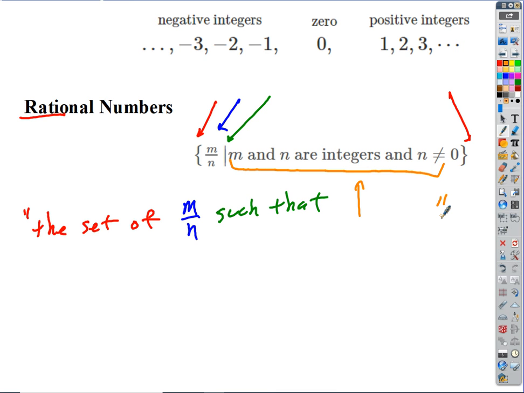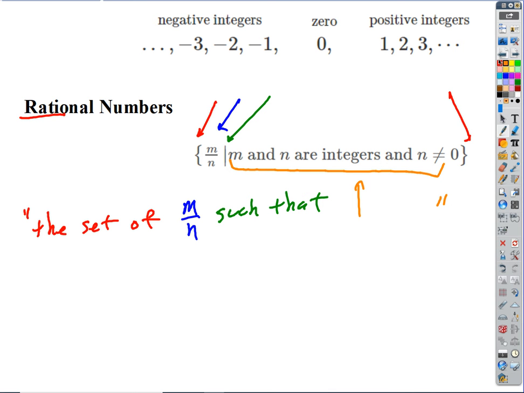Okay? Now let's look at that last part. How do you build a fraction? You have a what divided by a what? Integer divided by integer, right? So that part makes sense. So we're dividing m by n such that m and n are integers.